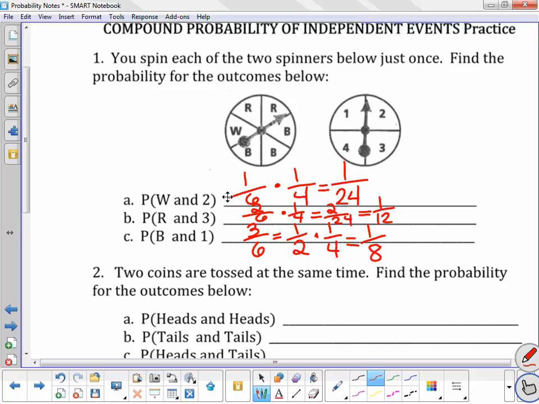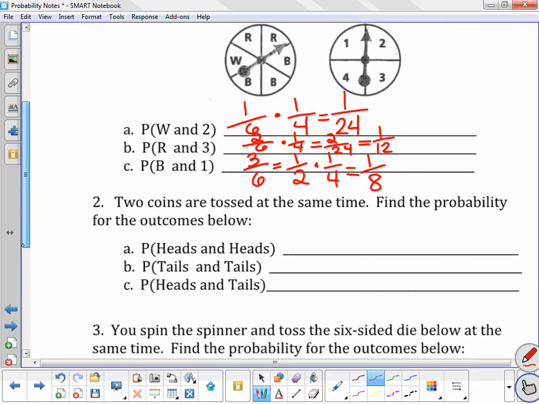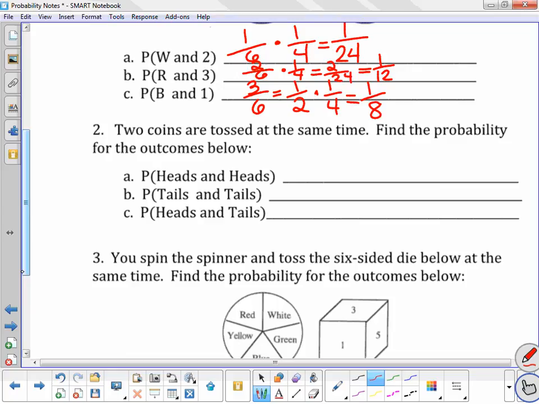All right, let's move on to question 2. 2 coins are tossed at the same time. Find the probability for the outcomes below. Probability of a heads and a heads. Well, you have a 50% chance, or 1 out of 2 chance of getting a heads the first time, and a 1 out of 2 chance of getting a heads the second time. The first toss does not affect anything on the second toss. So 1 times 1 is 1, 2 times 2 is 4, and that is your final answer.